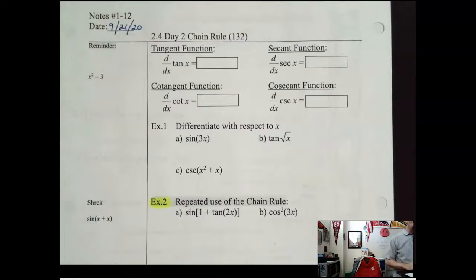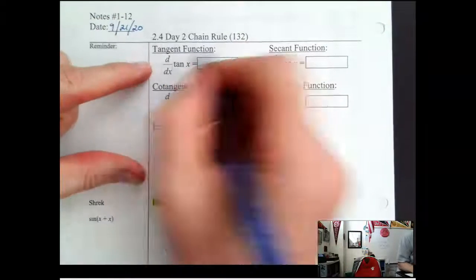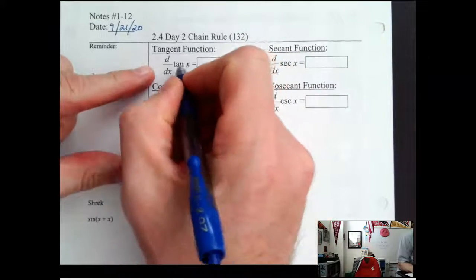Chain rule day 2. We're going to start off with these trig functions that you should have memorized. So you should pause the video right now and fill those in. You're supposed to pause. These should be memorized, so use flashcards if you need to.